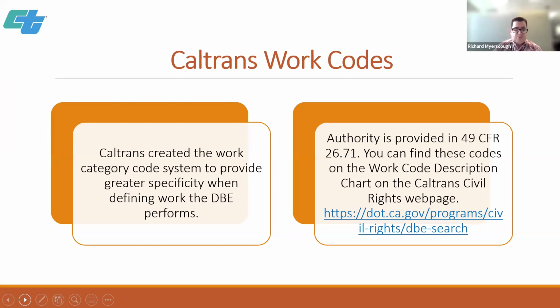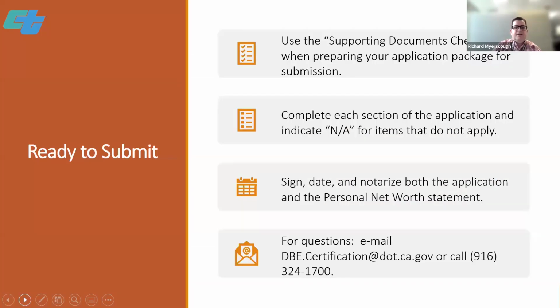These work codes assist with specifically describing the firm's primary business activity. These codes are used internally by Caltrans to further categorize your company's business functions. And we have a link there if you want to find out more information about how we have legal authority to do that.